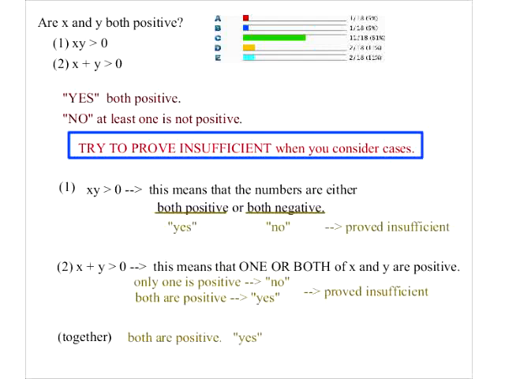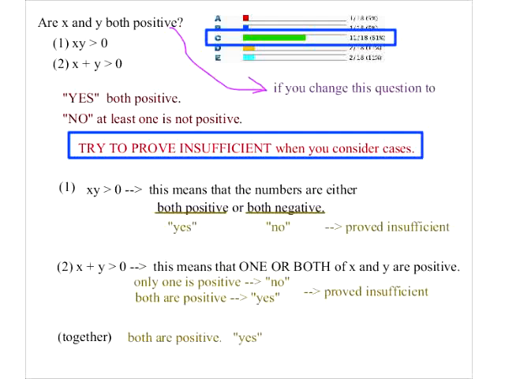Okay, I think we get it. Some food for thought to take home with you. So the final answer to this is C. Again, the answer is not so much the point as the process is the point. A thought to take home with you is, if you change this question to are x and y both negative, then the answer becomes B. So see if you can figure that out at home.